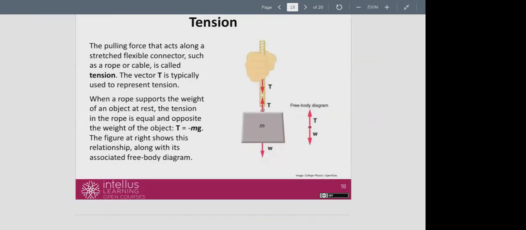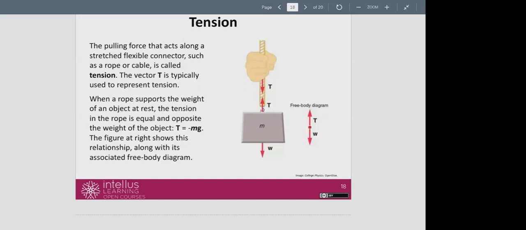Tension. As I mentioned, tension is the force we attribute to cables or ropes. If you attach a rope or a cable to an object and you pull on that rope or cable, you're exerting tension. The thing about tension is that we assume all of the tension exerted on the rope is transmitted to the object that it is attached to. So if I exert a force on the rope, all of that force gets applied to the object that the rope is attached to.